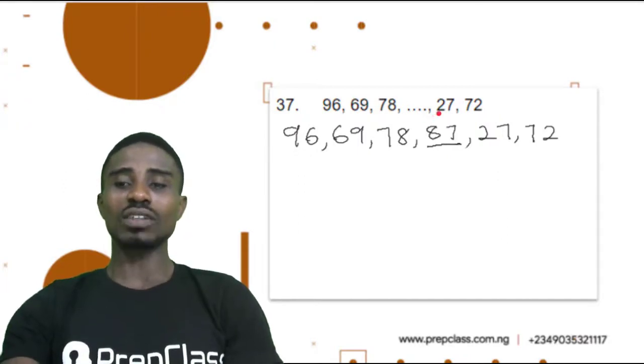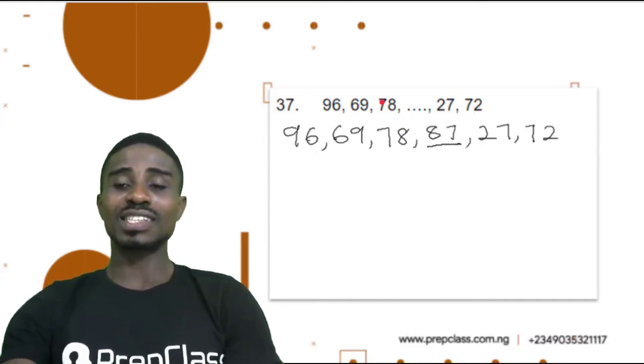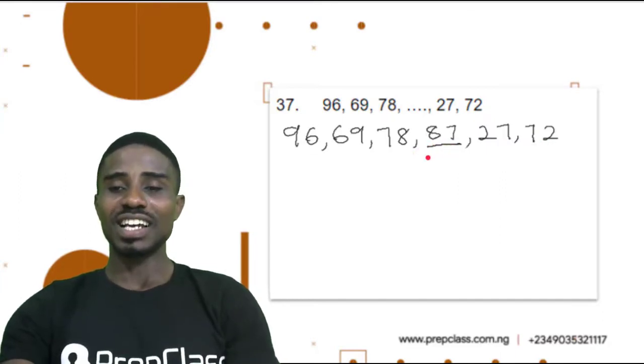Okay, let's try out this one. 27 will be interchanged to 72. So for this one, it is 78. It will be changed to 87. So it will now be 96, 69, 78, 87, 27, 72. So our correct answer would be 87. Let's check it out.